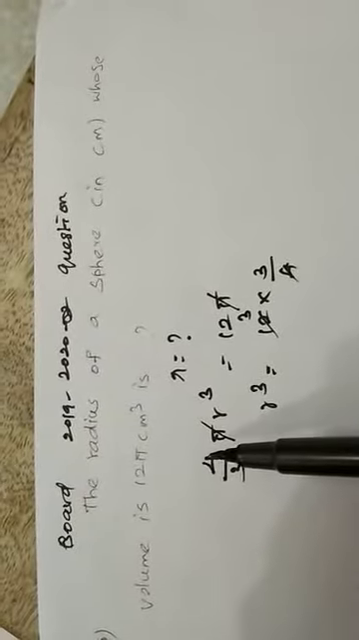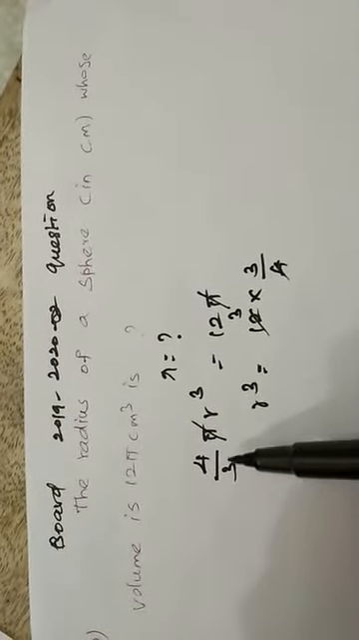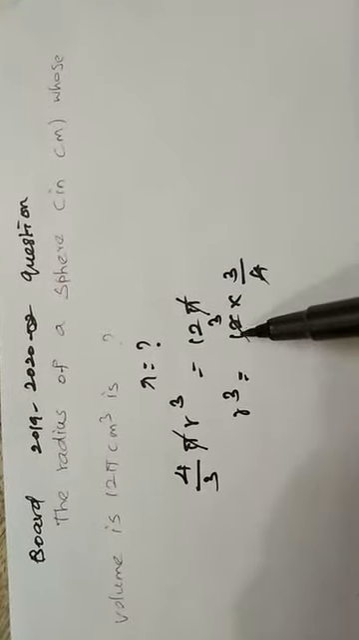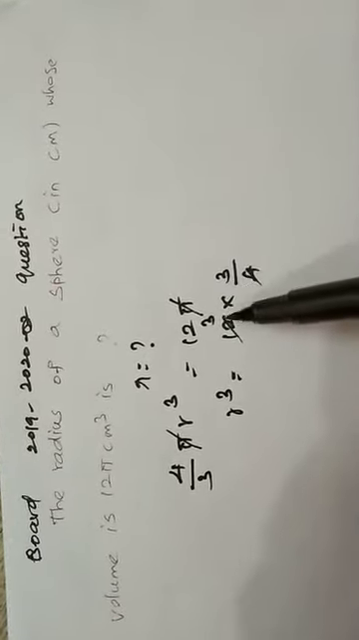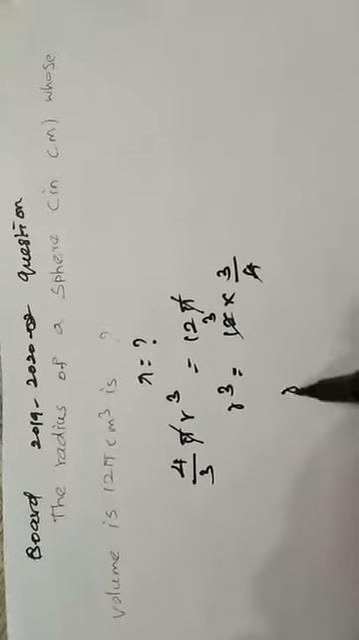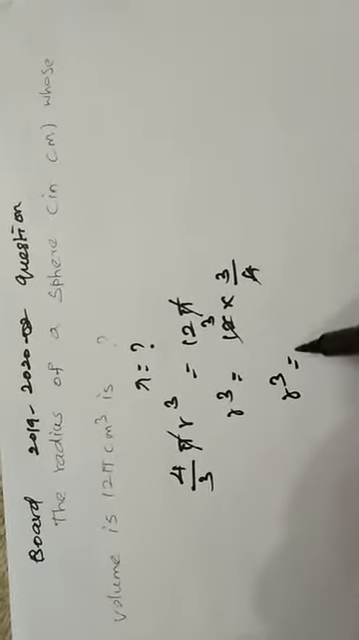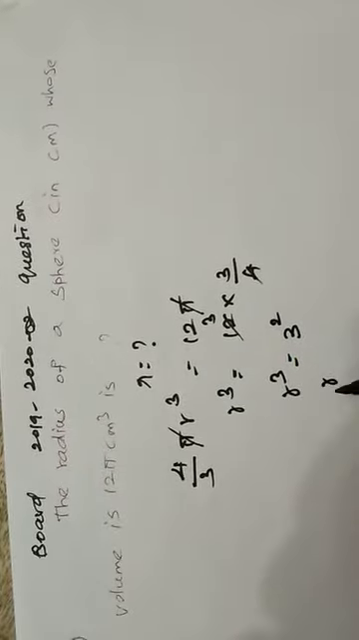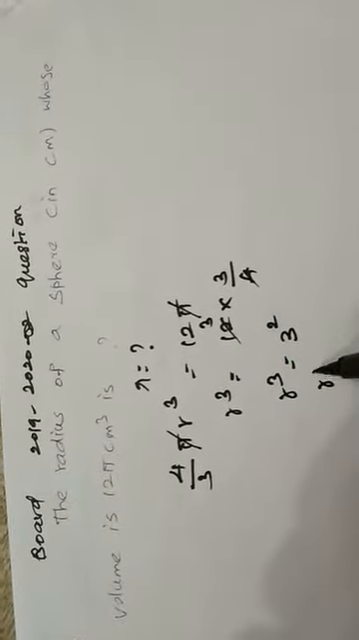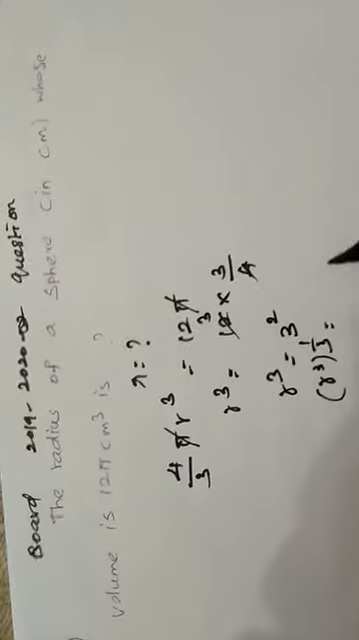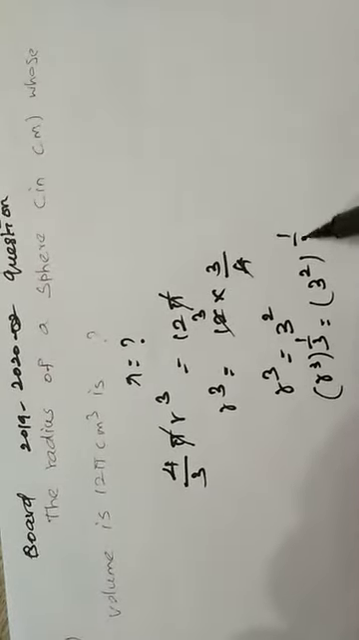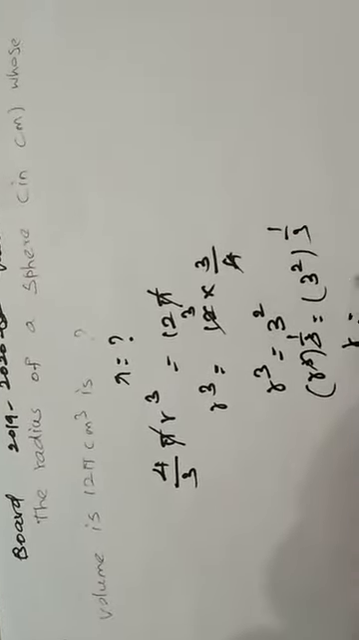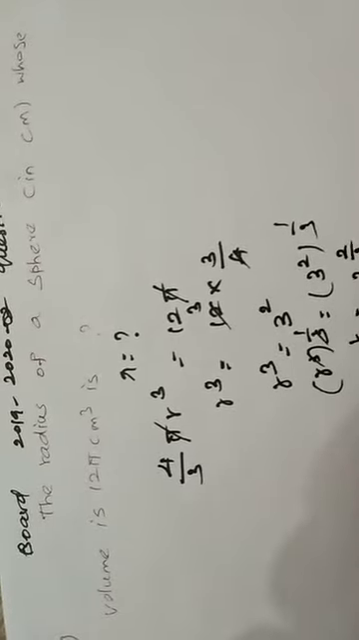So the volume of a sphere is 4 by 3 pi r cube, equal to 12 pi. So r cube equals 12 into 3 by 4. After cancellation we get r power 3 equal to 3 squared. That means we need to find the cube root, because we need to find the radius only. The cube root is r power 3 to the power 1 by 3, so on the right side also 3 squared to the power 1 by 3. So r equals 3 power 2 by 3.